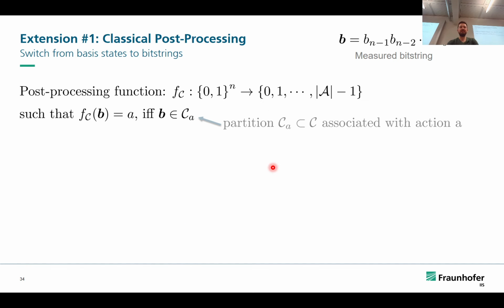So to make things a bit easier to analyze, we extracted things one step further from the quantum realm and said instead of looking at these basis states, we just want to look at the measured bit strings. So what we basically need to do, we have these 2 to the power of n bit strings and just want to group those bit strings into sets which are associated with the different actions. And then if we measure one bit string, we basically can just look in which set it is contained and then decide for an action. So that's the underlying idea.